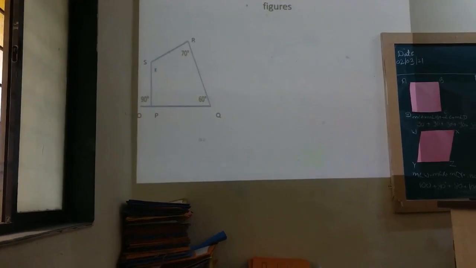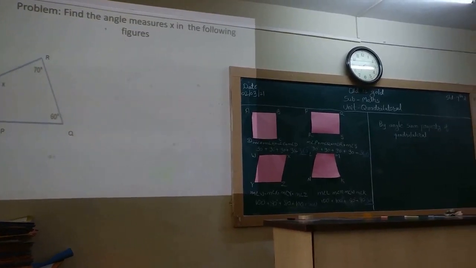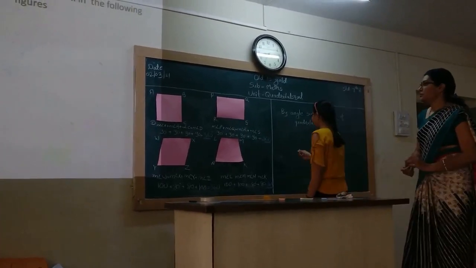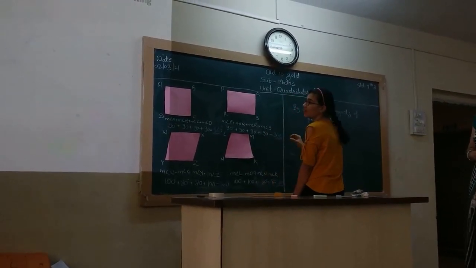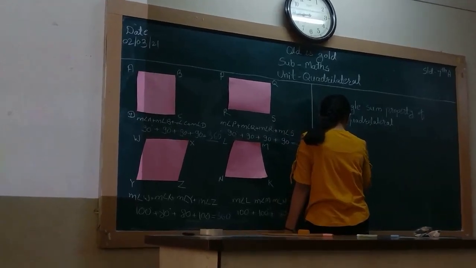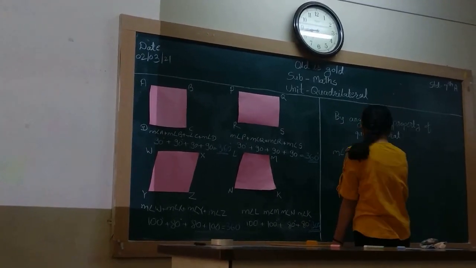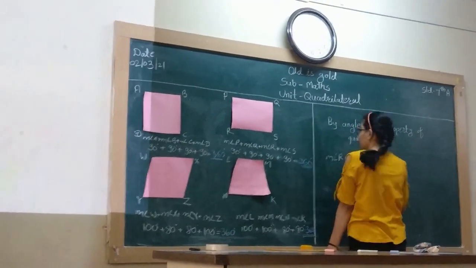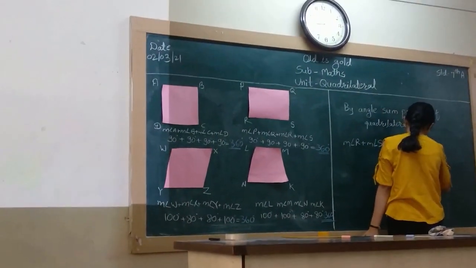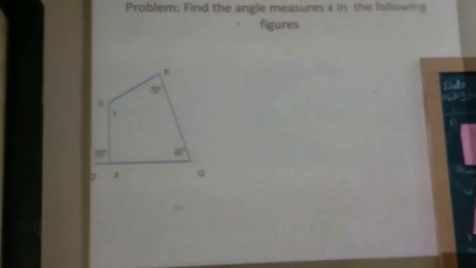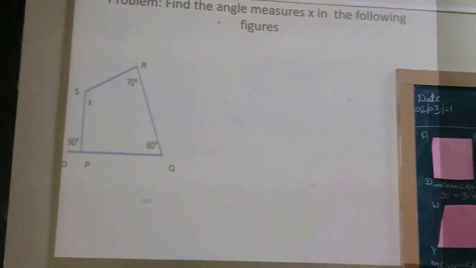Gargi, you can come and solve on the blackboard. Take this job. By angle sum property of quadrilateral, what we can write down? Measure of angle R, measure of angle S, measure of angle P, Q. Yes, very good. R is 70. Yes, that is 70 degree.